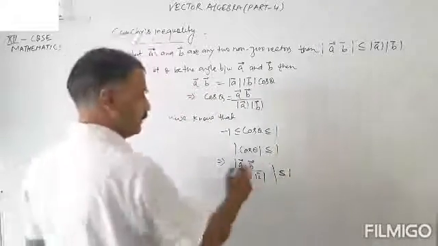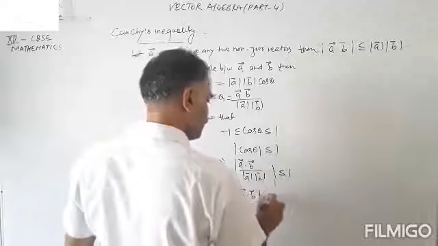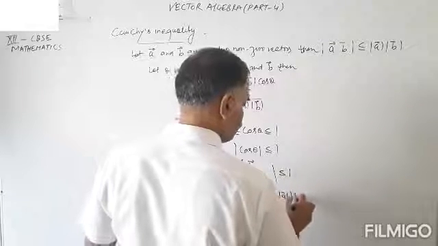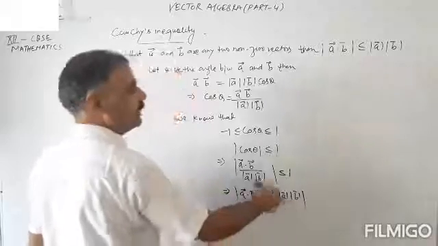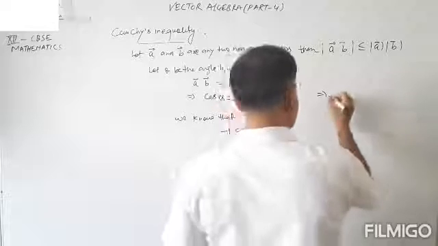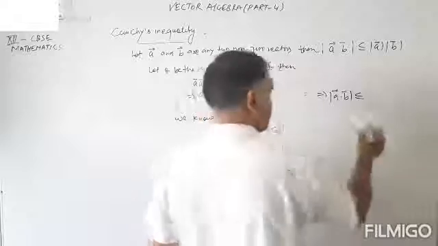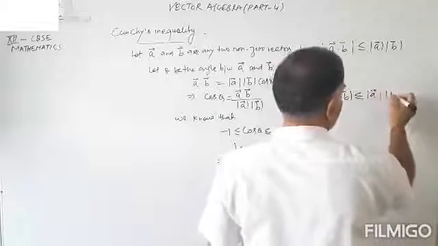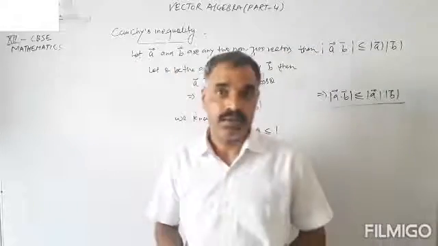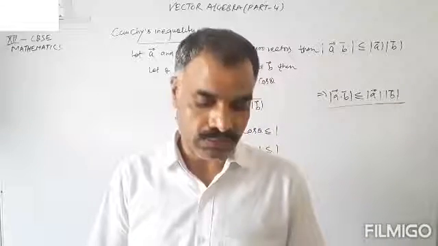Now cross multiplying, we have the magnitude of A vector dot B vector is less than or equal to magnitude of A vector times magnitude of B vector. The right side is already positive, so there is no need for the magnitude sign there. This is the Cauchy's inequality that we have proved.